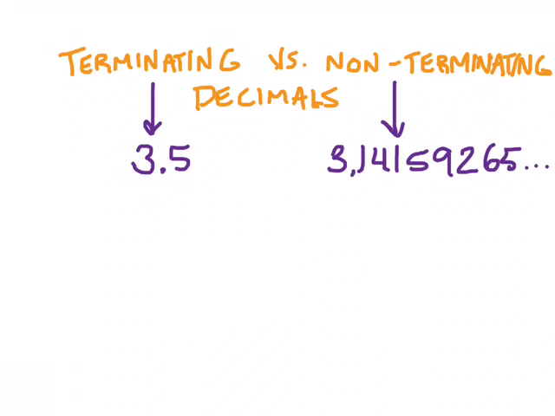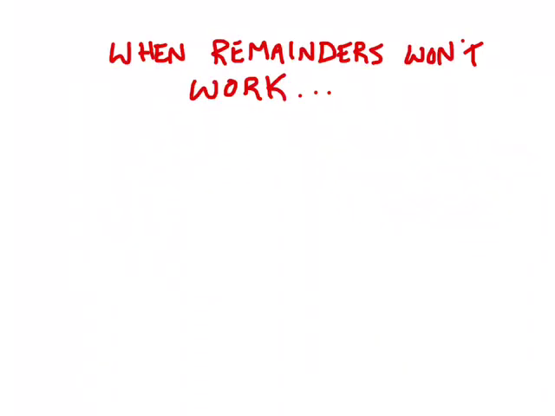The number pi is a great example of that. So the simple idea here is that terminating decimals are decimal values that end. Non-terminating decimals are decimal values that never end. They go on forever. And because they go on forever, we can't just keep dividing and dividing and dividing. We have to know how to handle those.